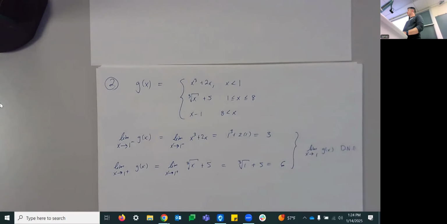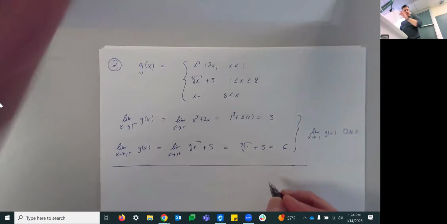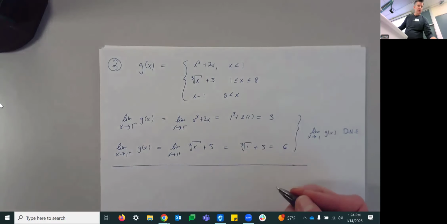Let's look at the other side of things. My paper's in order here. So much going. All right.